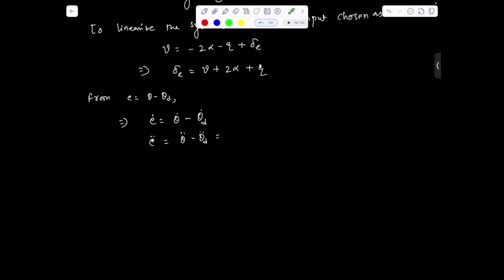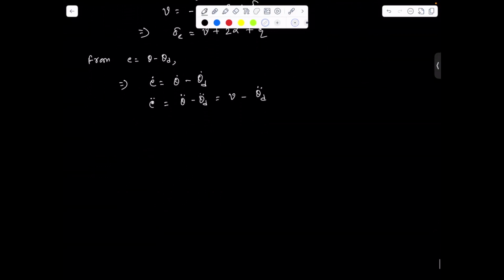We can write V minus theta d double dot. And from this, now we have to choose this V in such a way that E is going to 0, right? So if E is going to 0, we can say theta is going to track theta d, because E is the difference between theta and theta d.